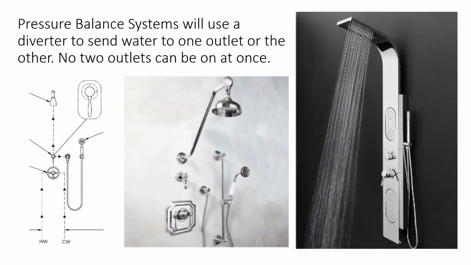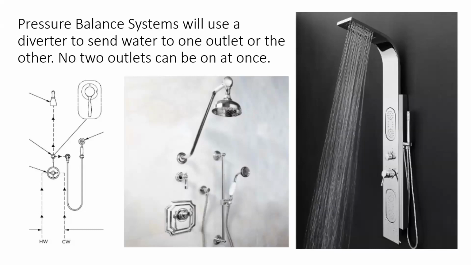So pressure balance systems will always use a diverter to send water from one outlet to the other. Meaning from a shower head to a hand shower, those will need to be used by a diverter, because when you turn that pressure balance on, it's on. So no more than one outlet can be used at one time. There are some systems out there where you can go in the middle of the diverter and it will share the water stream. Sometimes those work okay. Other times they're delivering less water to each outlet.